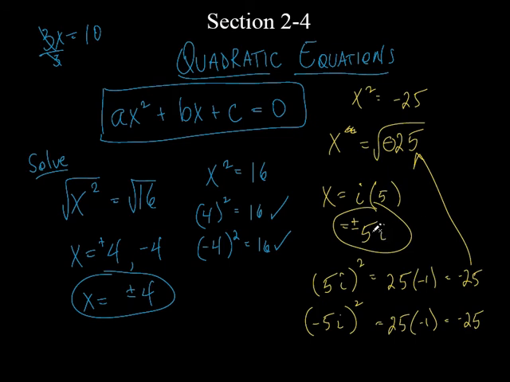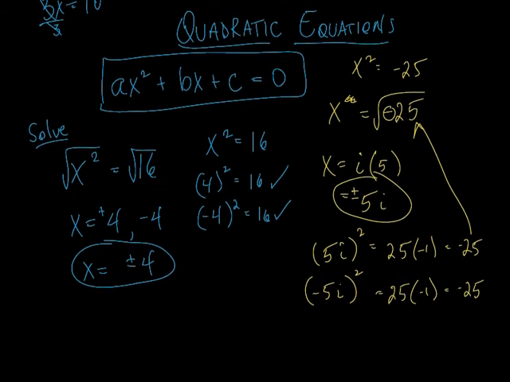Now 5i is a possible solution. It is one of the solutions. It's not all of them though, is it? So you got to have all the possible solutions, and that would be the plus 5i and also the negative 5i. That's why it's very important when you take the square root that you put a plus or minus in front of it. We got that? Okay, let's do another.